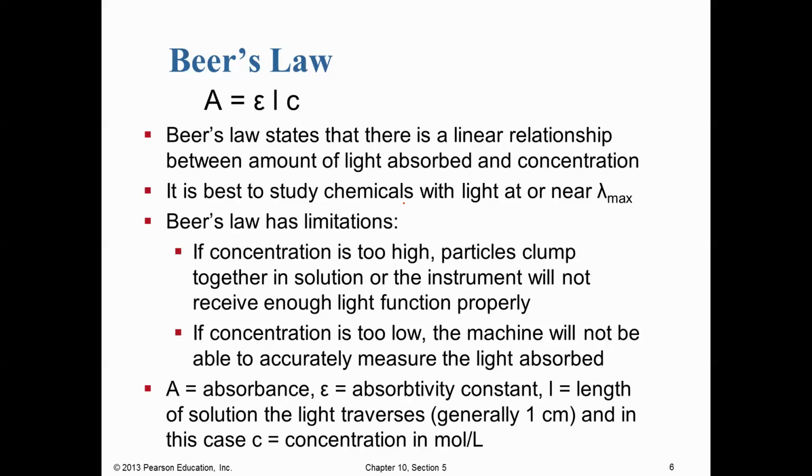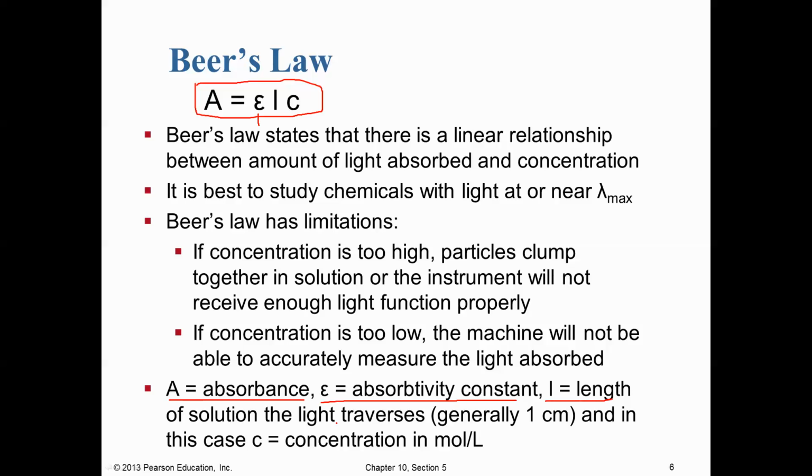So let's talk about Beer's law now. Beer's law talks about the relationship between light absorbed and concentration. And so Beer's law is listed right here. A is going to represent absorbance. This Greek letter right here, that's epsilon, that represents the molar absorptivity constant. This varies from chemical to chemical, so we're going to have to calculate that in this lab.